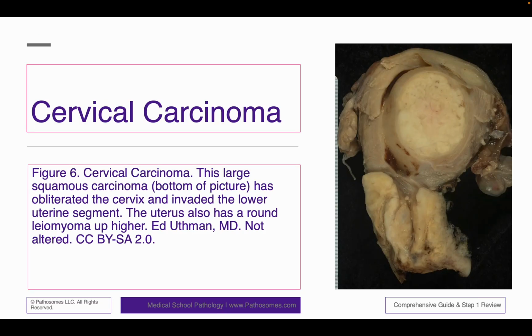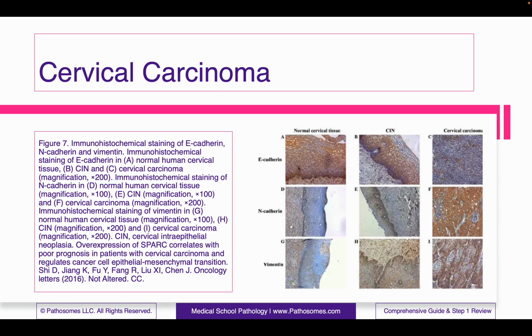Here we can see a figure from a large squamous cell carcinoma that has obliterated the cervix and actually invaded the lower uterine segment. And here we have various stains performed on cervical intraepithelial neoplasia as well as cervical carcinoma in the far right column. The stains utilized from top to bottom are E-cadherin, N-cadherin, and vimentin. Vimentin pretty much stains everything. Pathologists have a joke about vimentin basically being useless.